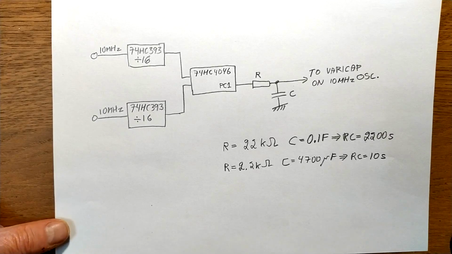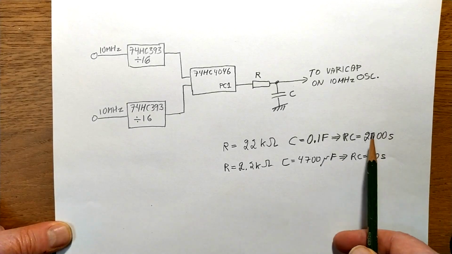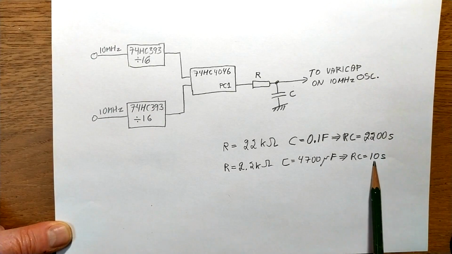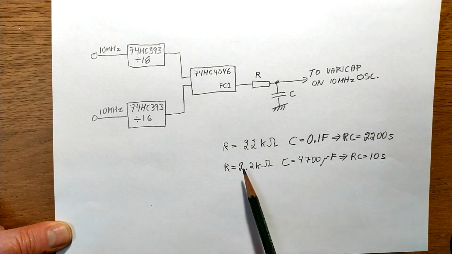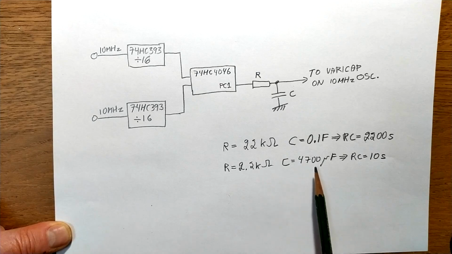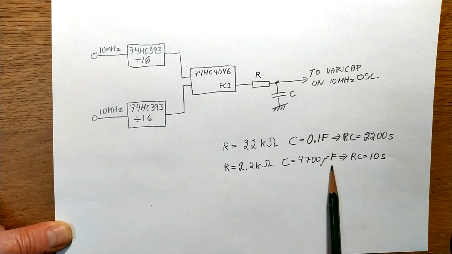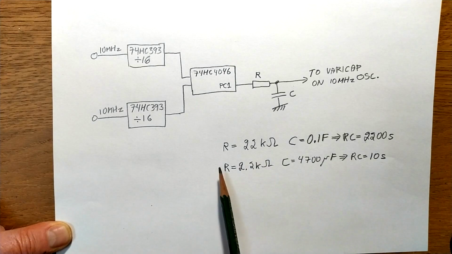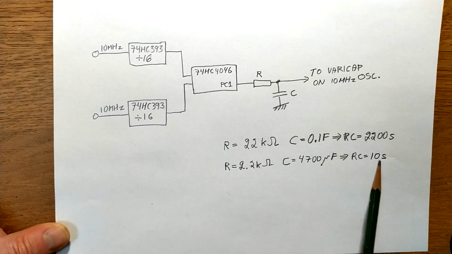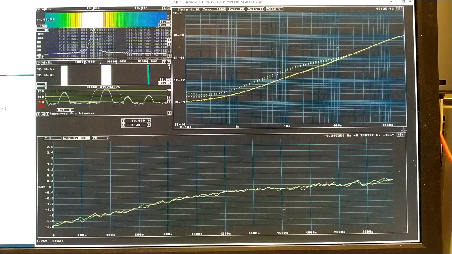I have changed the time constant from 2200 seconds to 10 seconds, 2.2 kiloohms and 4700 microfarads. This is to more easily see what to do about stability problems. Here is Linrad in correlation mode 3. That's where I can see Allan deviation and frequency versus time.